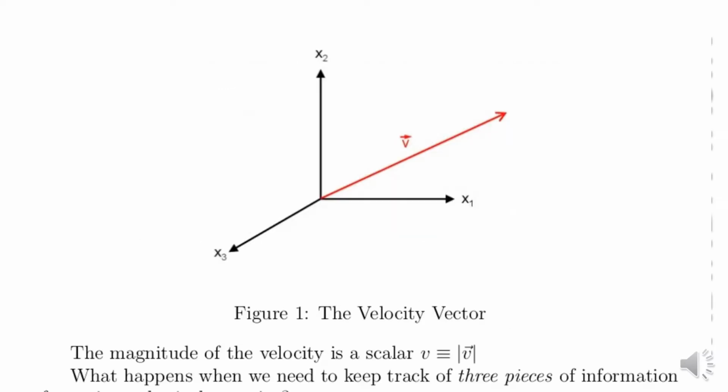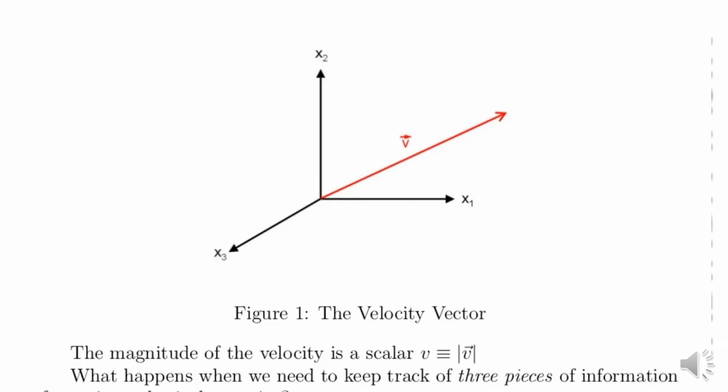Here you can see the velocity vector in three coordinates x1, x2 and x3. Here you can say x1 is the x coordinate, x2 is the y coordinate, and x3 is the z coordinate, and the v vector lies in the three axes x1, x2 and x3. That is the velocity vector shown in the figure. The magnitude of the velocity is a scalar, as v is equal to the mod of the v vector.